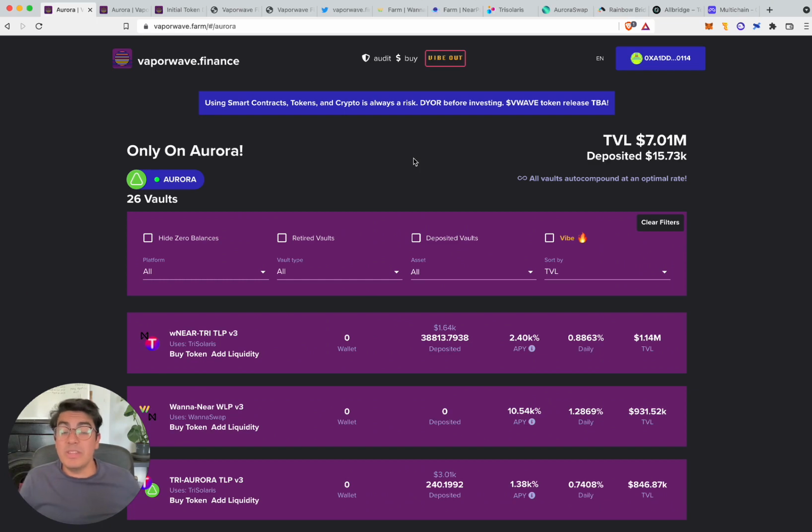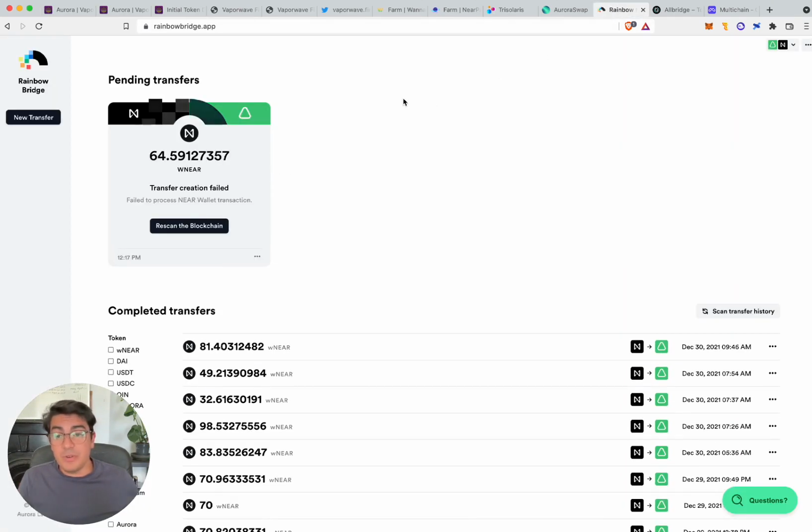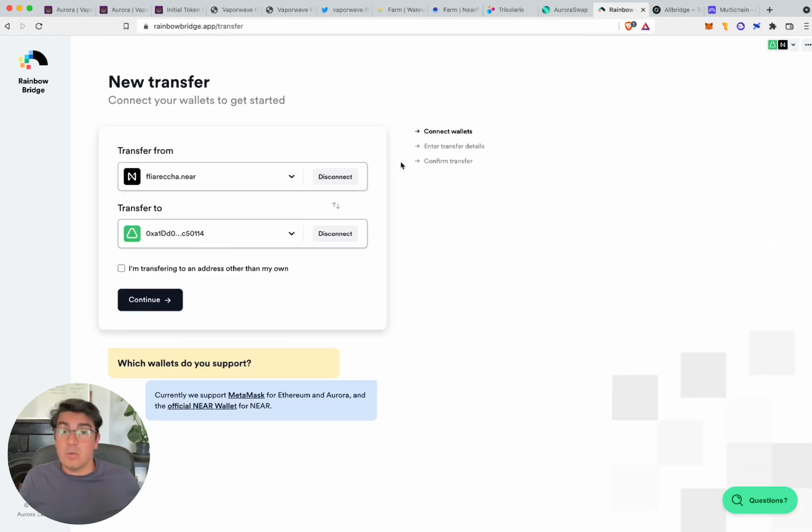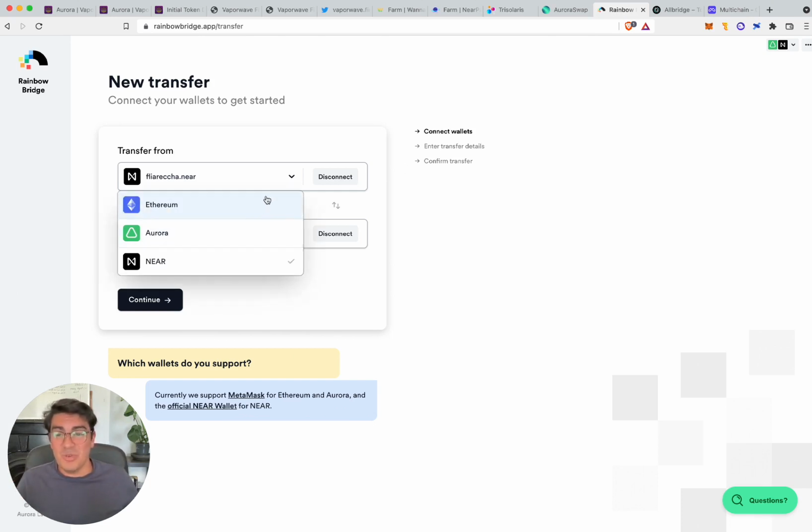At the moment, there are several ways that we can transfer assets into Aurora, and they all involve bridges. So the first bridge and the default option would be the Rainbow Bridge. The Rainbow Bridge is Near's and Aurora's own bridge. It is probably the best bridge out there. It is extremely fast, it is totally decentralized, it is very secure, and it has really good UX.